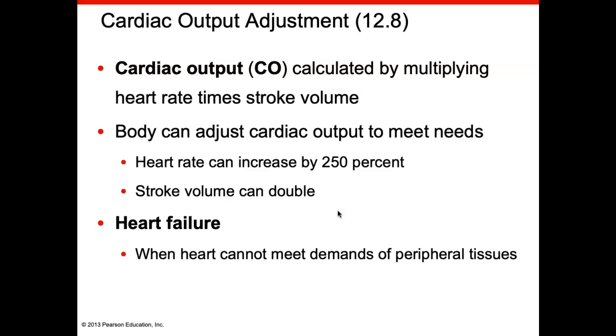The body can adjust the cardiac output to meet the needs. It's a good thing. So the heart rate can increase by 250% and the stroke volume can double, meaning you're pumping out twice as much blood with each beat. And you can increase the rate as well. And heart failure is simply when the heart cannot meet the demands.